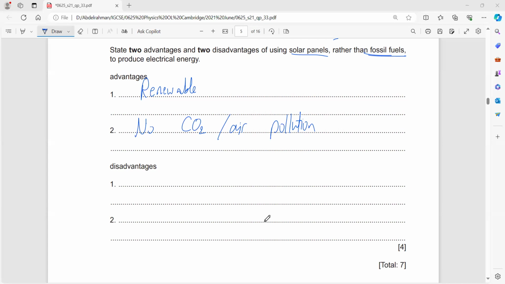Someone said unreliable. Yes, it is unreliable. That is a disadvantage. What else did you say? Expensive. Yes, it is expensive, but it's not the best answer.